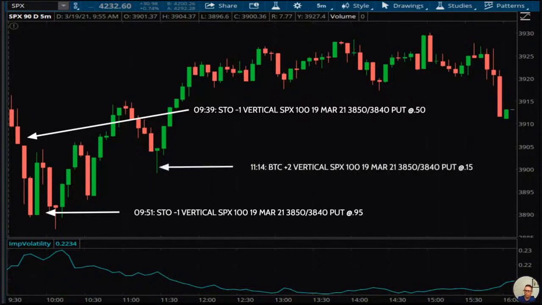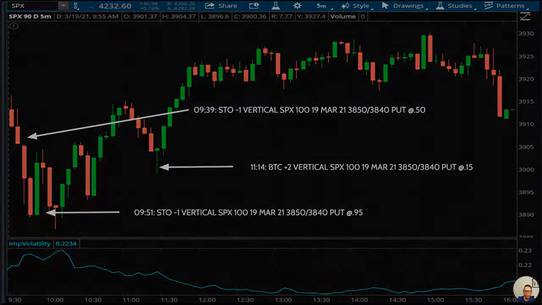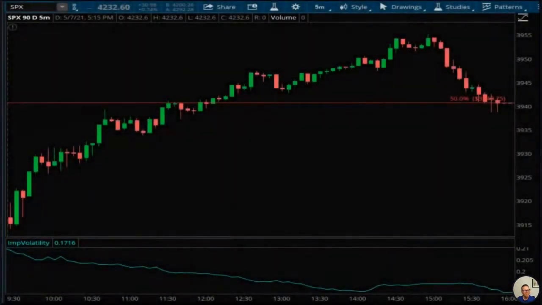And what ended up happening was that I closed it for 15 cents, right on that bar there. Okay. And that was about 11:14 in the morning when I closed it. All right. Example number, I don't know what number it is, but next example.